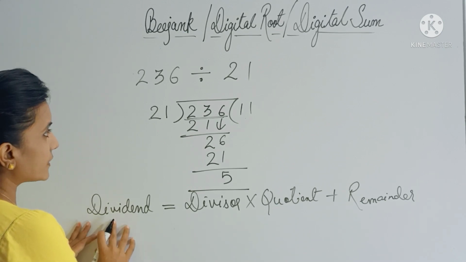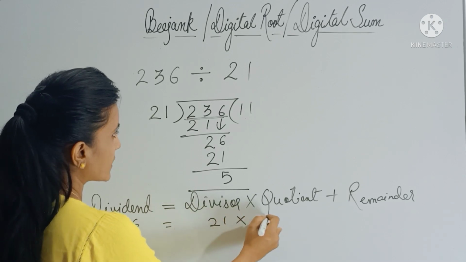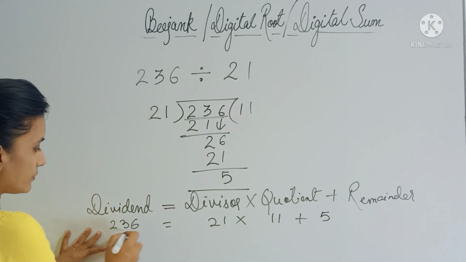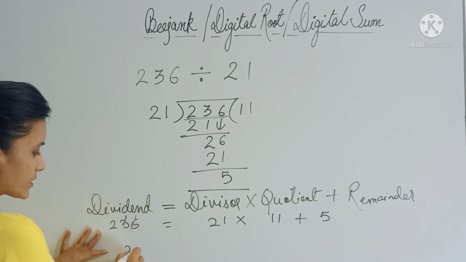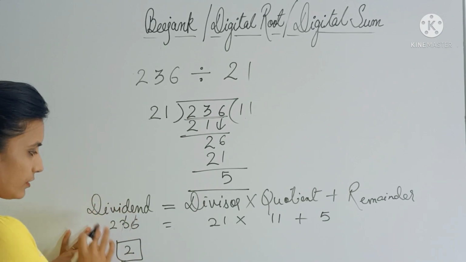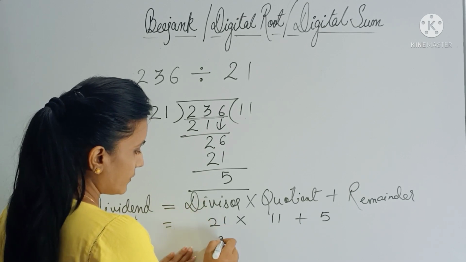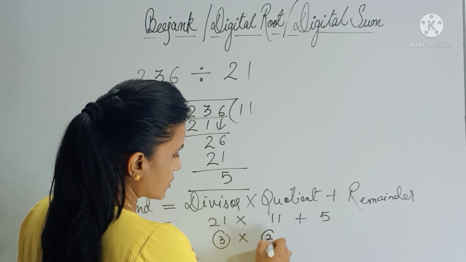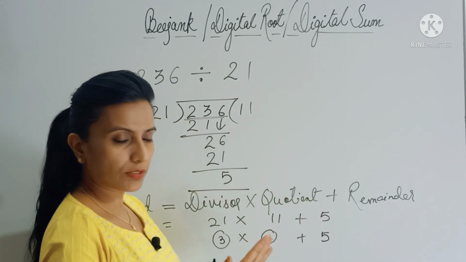So here your dividend is 236. Divisor is 21. Quotient is 11 and remainder is 5. Okay. Now here what is the Bijank of 236? So you can see that 6 plus 3 is 9. So we can strike off these two. So 2 is the digital root of this dividend, right? Now here for the divisor, the digital root will be 3. 2 plus 1 is 3. Multiply. Now for this, the digital root is 2. 1 plus 1 is 2. Plus 5. This is a single digit, so nothing has to be done.